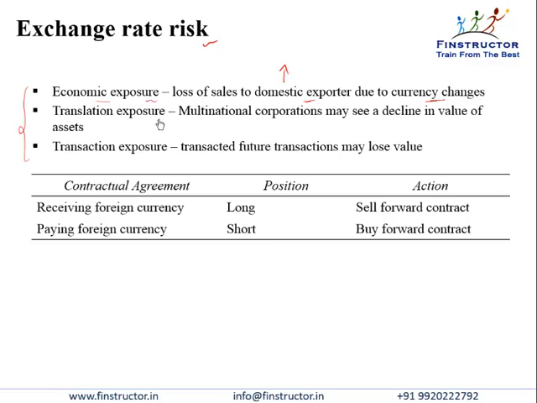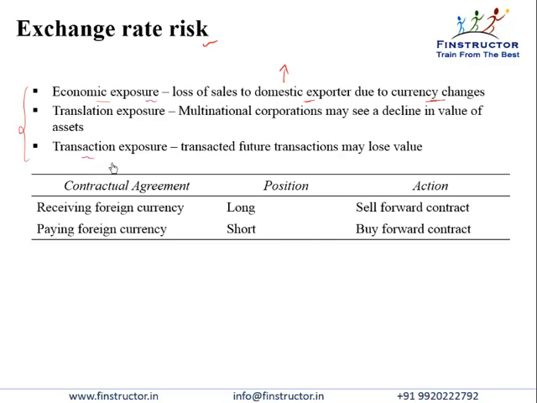Translation exposure is the exposure that multinational corporations may see a decline in the value of their assets, especially when they make the consolidated balance sheet at the parent level. We studied currency translation, the temporal and the all current method at level 2. So when we are translating, if the domestic currency has appreciated, then the foreign currency assets will look lesser in value in the domestic currency because the domestic currency has become higher in value.